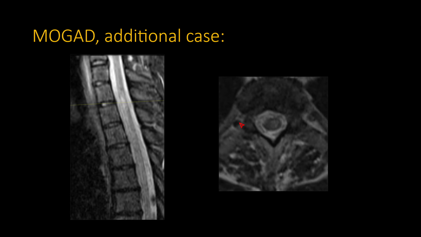So again, the distribution isn't necessarily something I find helpful, like the H sign, but if you see the H sign, if you see a central predominant cord hyperintensity, including MOGAD is probably a good idea.